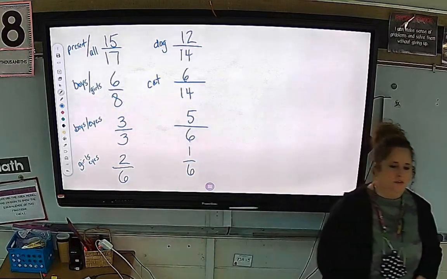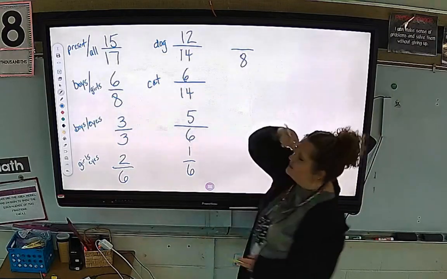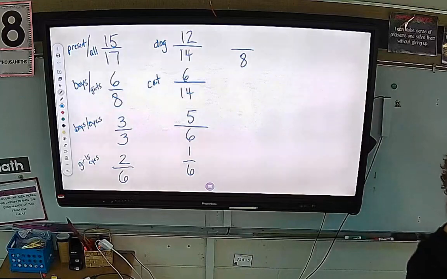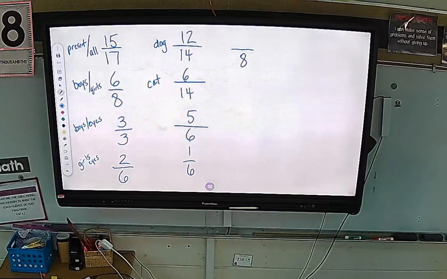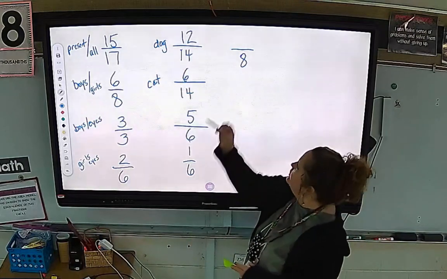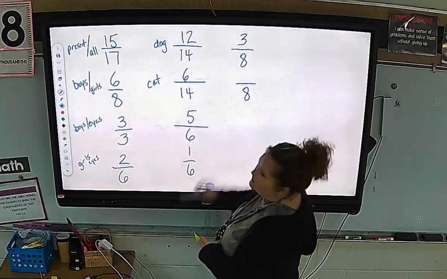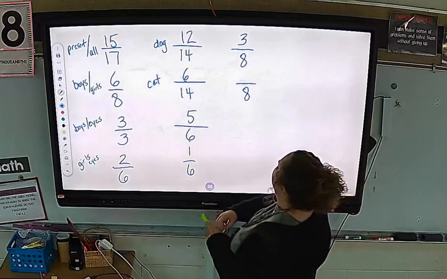Out of the girls in the room, there are 8 girls in the room. Raise your hand if you have on tennis shoes. What fraction of our girls has tennis shoes? 1, 2, 3. Okay. 3/8. And then, okay, 4/8.